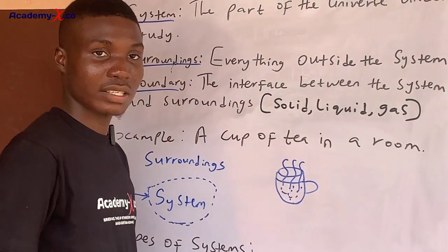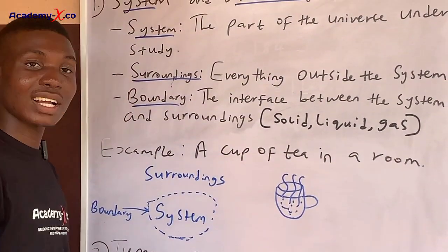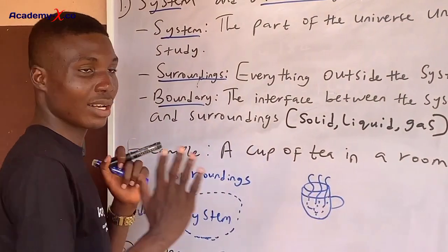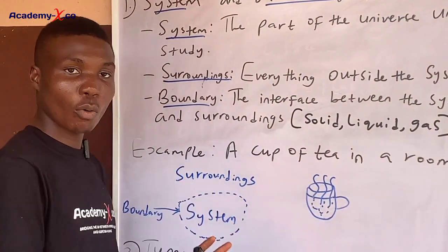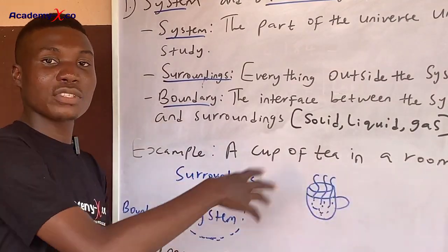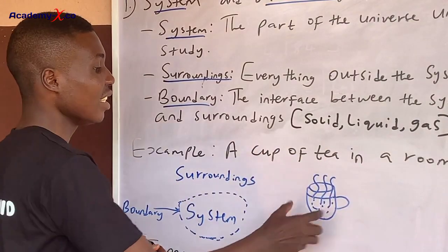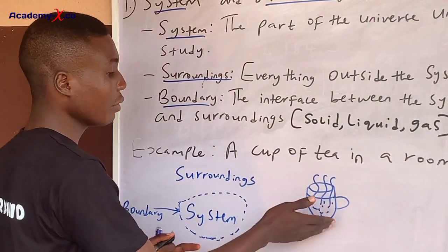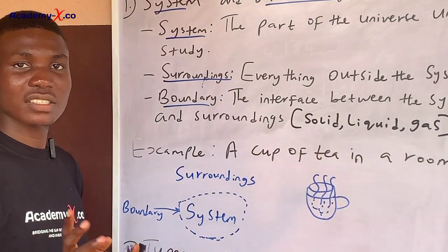So let's now look at a cup of tea as a typical example. A cup of tea inside a room. Now the cup is just sitting right there. So the cup of tea is our system. But then outside the cup of tea, which is the room, is what we refer to as the surrounding. So the surrounding of the cup of tea is the room. I hope that's making sense to you.